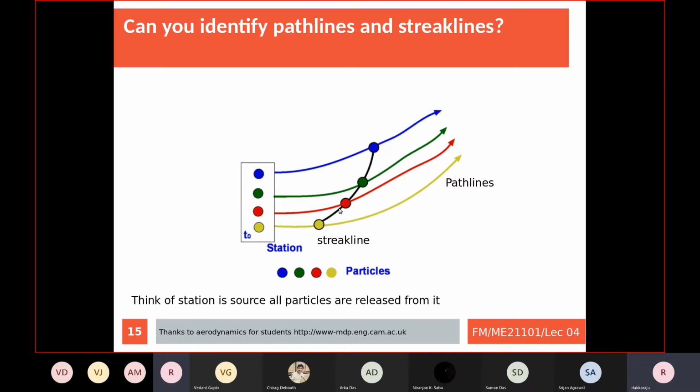But usually in computers, we will always have arrays and pointers to track and distinguish them by location. Maybe at this height, at this height, at this height. Whatever those particles originated in the same order, try to connect them. If we are going to do that, we will call it a streak line.